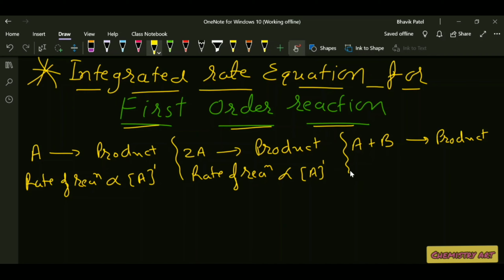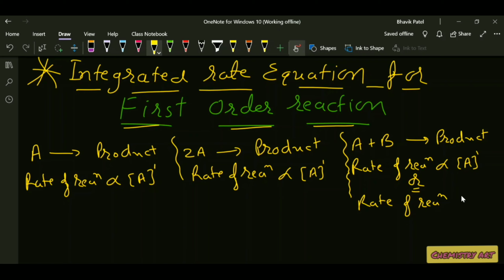Here we have two reactants, A as well as B, so we can write the rate of reaction directly proportional to A, which has power 1, or you can also write the rate of reaction directly proportional to B. In short, a first order reaction has exponent 1 in the rate law expression.